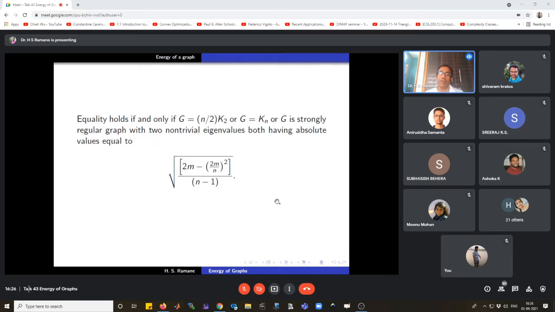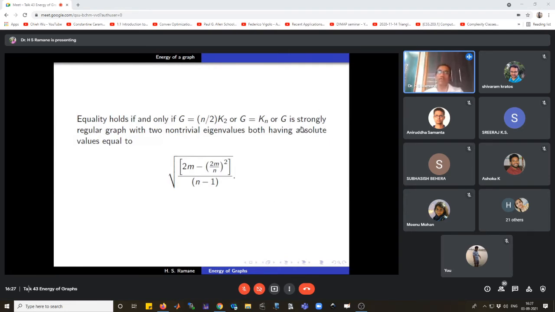Strongly regular graph means it is a graph which is regular of degree r but not complete, with n points and with parameters say n, r, a, b. So n is the order of the graph, r is the regularity of the graph. Every adjacent pair has a common neighbors and every non-adjacent pair has b common neighbors. Such graphs are called strongly regular graphs.